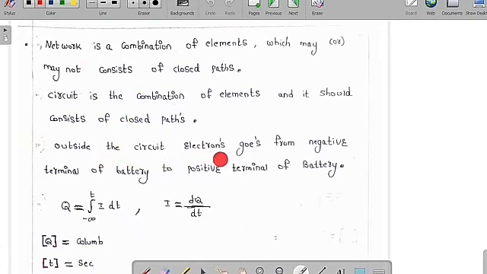Outside the circuit, electron goes from negative terminal of the battery to the positive terminal of the battery. So therefore you can see clearly outside the battery, the electron goes from negative terminal of the battery to the positive terminal of the battery. But inside the battery, the electron goes from positive terminal of the battery to the negative terminal of the battery.